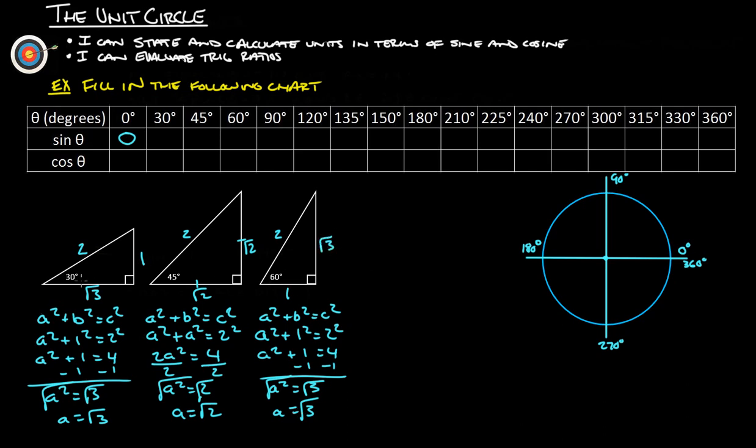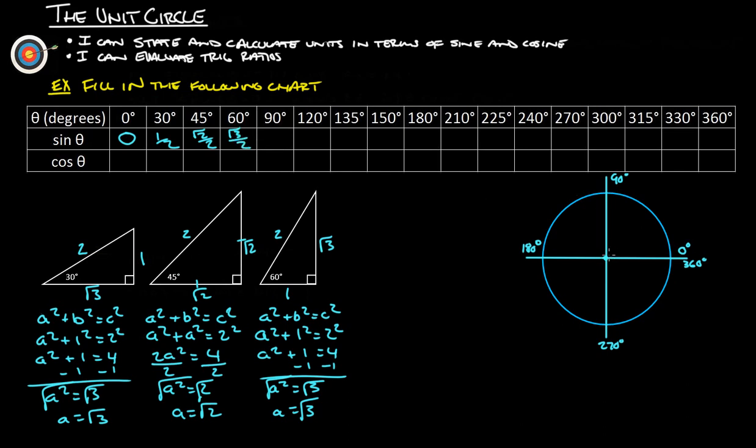Okay. So now if we're looking for sine of 30 degrees, that's the opposite over hypotenuse. So that's 1/2. If we're looking for sine of 45 degrees, opposite over hypotenuse is root 2 over 2. And then sine for 60 degrees, opposite over hypotenuse is root 3 over 2.